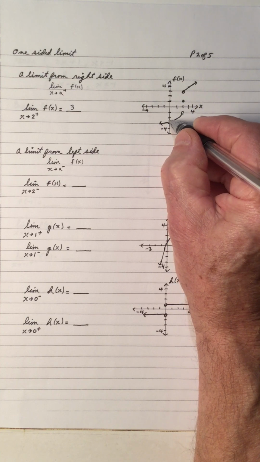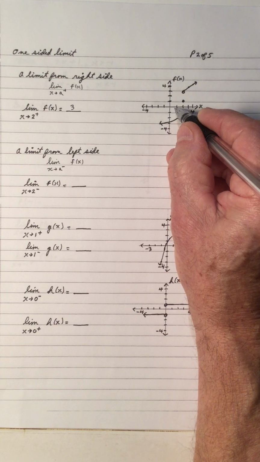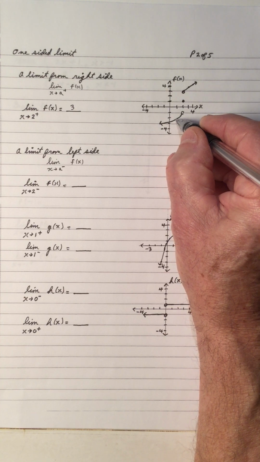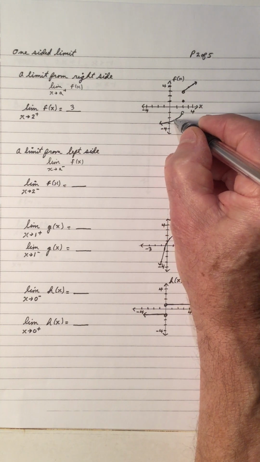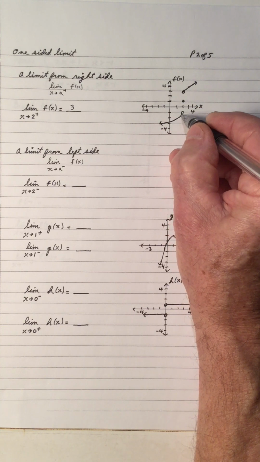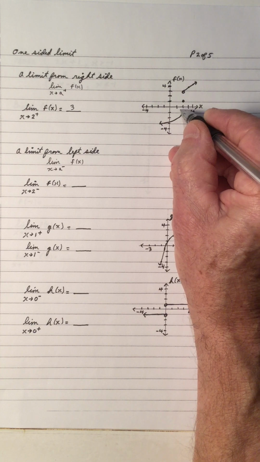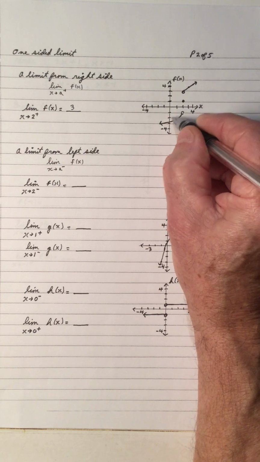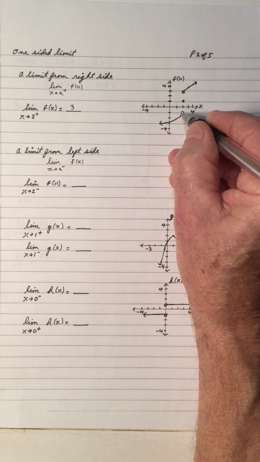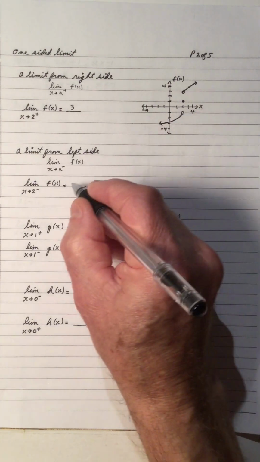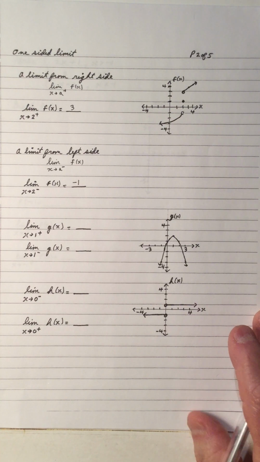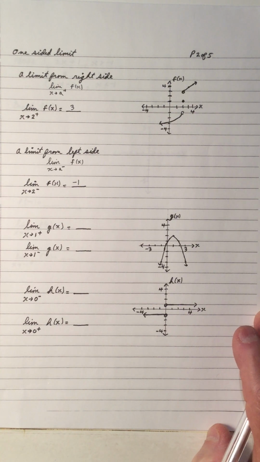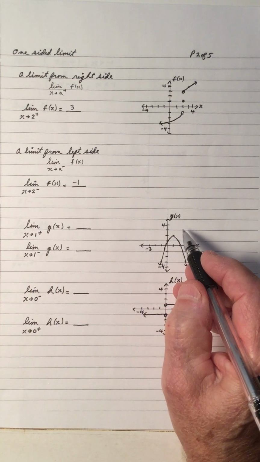So as we come in here, negative 1 is right here at, let's say, negative 3. 0 is somewhere between negative 2 and negative 3. 1 is here, let's say negative 2. So as we come in this way, we're on this piece of the graph. So we're approaching the y value. As we come in this way, we're coming up here. So we're approaching y equals negative 1. So there's a left side and a right side limit. So let's look at some more examples.